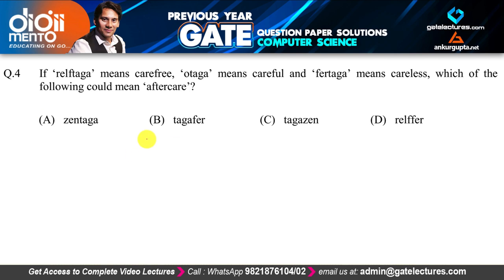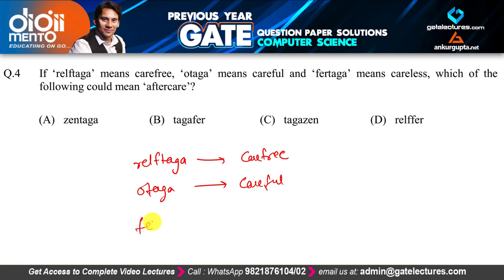The next one is: if Ralf Taga means carefree. So they are giving us some words. So it is saying Ralf Taga means carefree. Next is Otaga, it means careful. And the next one is Fataga, it means careless.